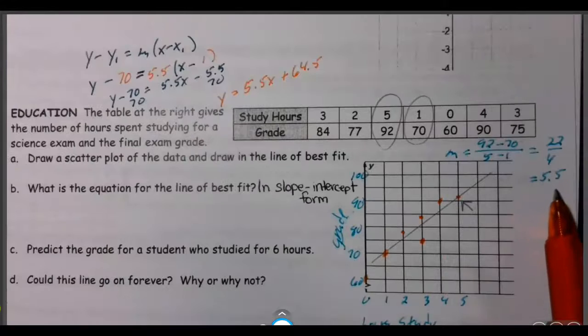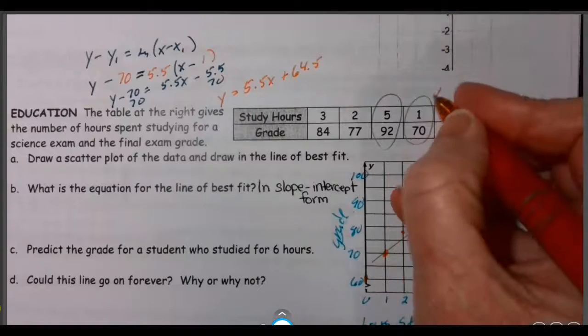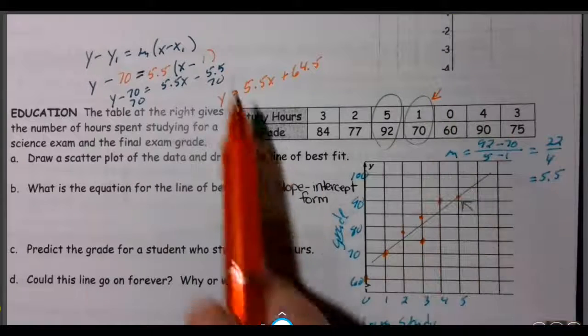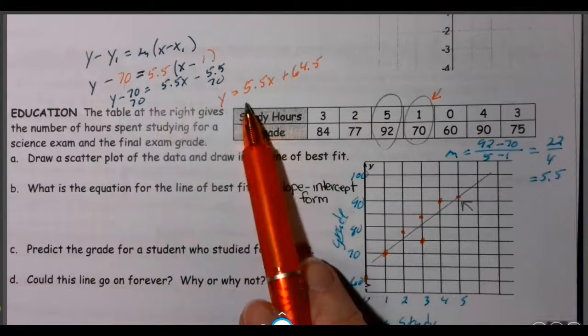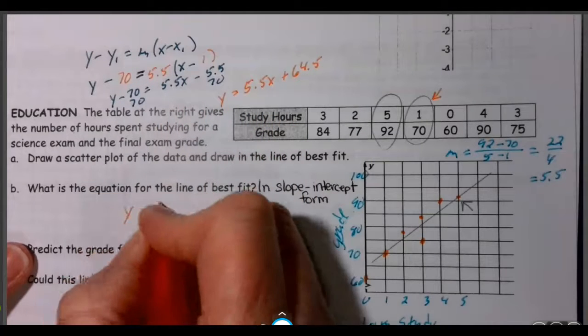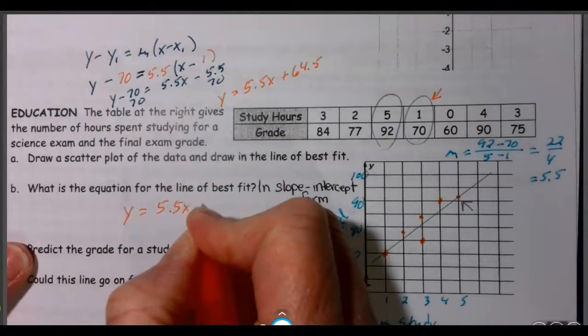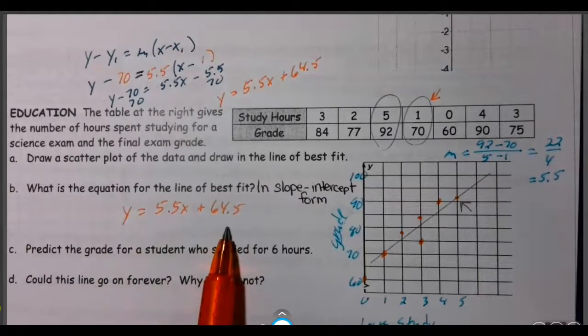So using those 2 points, we found out our slope was 5.5. I used the point 1, 70, and I plugged that into point slope form. And I came up with the equation of y equals 5.5x plus 64.5. Okay? So that's my equation in slope-intercept form.